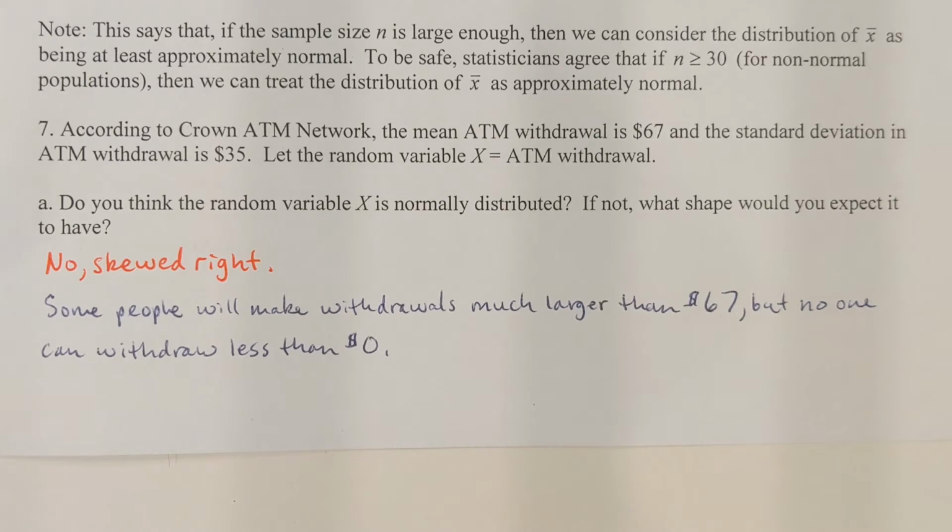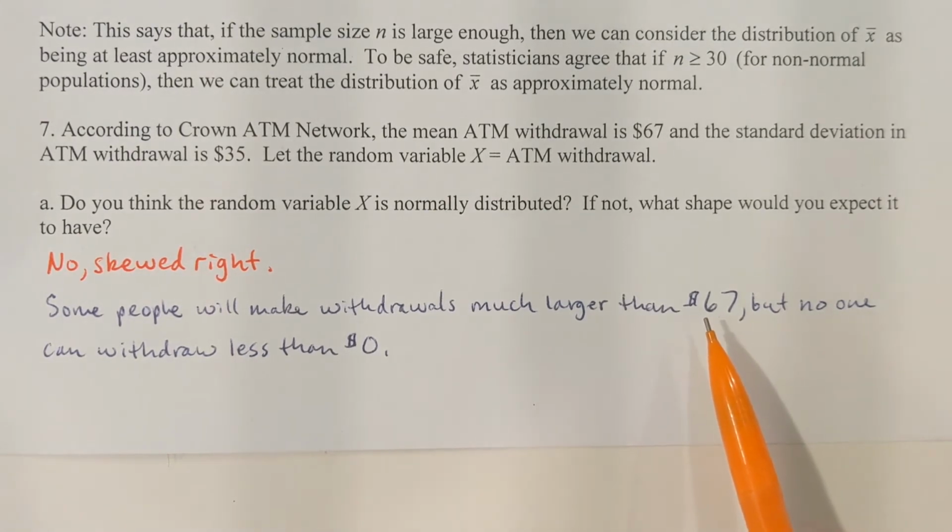I would say no. So the mean is $67, and of course that would mean that most individuals, when they get money from an ATM, are going to get around $67. Now some people are going to go to the ATM and get a whole bunch of cash, right? They get a couple $100, but it's not possible to withdraw less than $0. So I don't think that this is going to be a bell curve, right? I don't think that the curve is going to be symmetric on either side of $67.